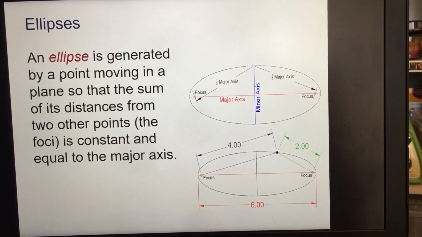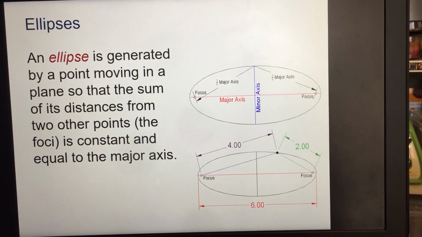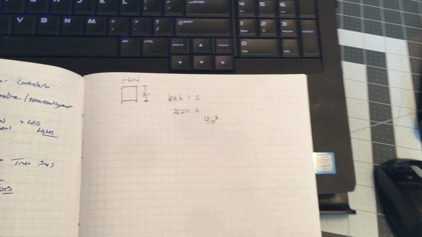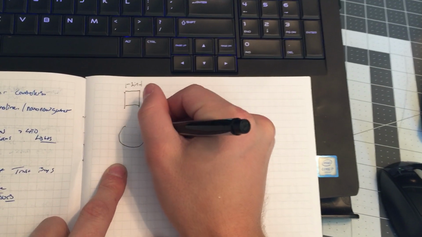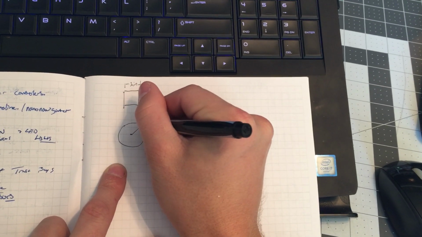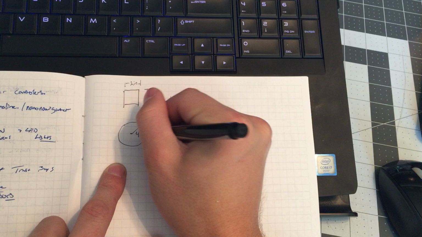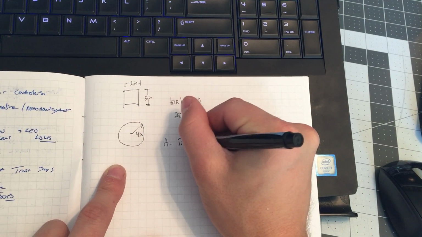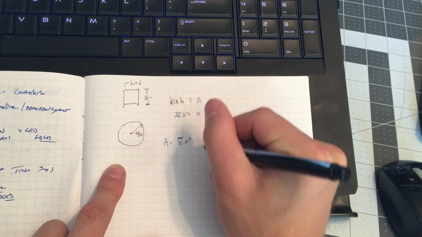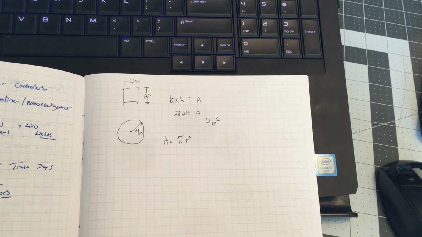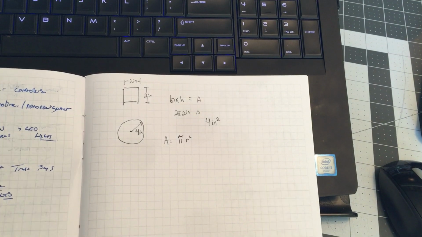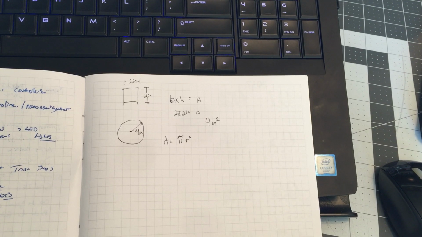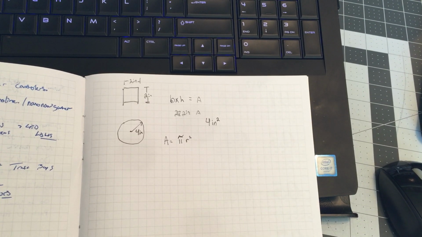An ellipse is generated by a point moving in a plane, and we're going to get into that in just a second. I just wanted to run through another example down here. So if we have a circle, and the radius of that circle is 4 inches, let's go ahead and do that. Area equals pi r squared. I'm going to give you a minute to write that down, see what you get, and we'll do that here in just a second.